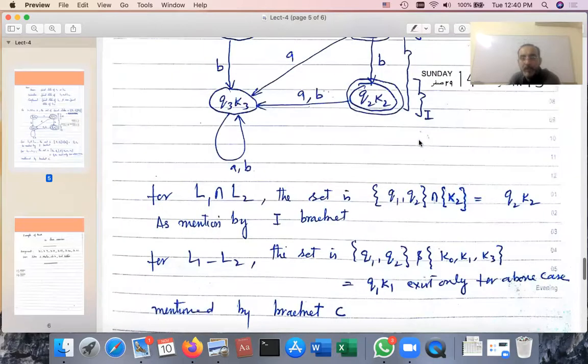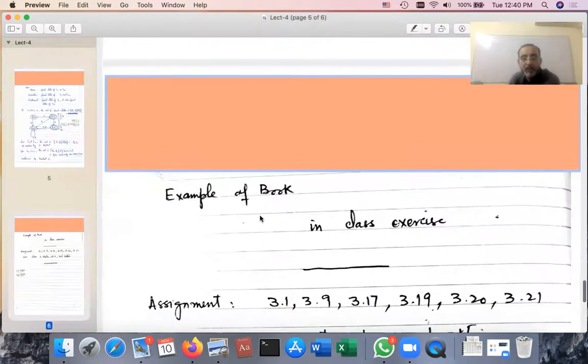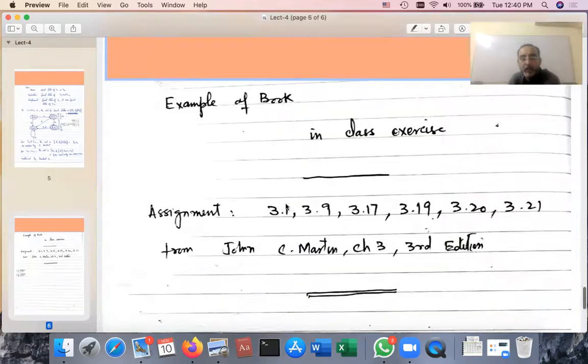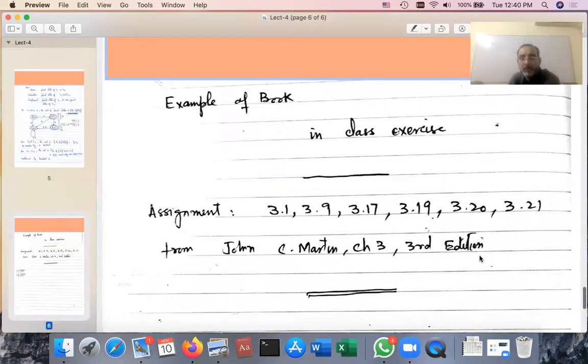Okay, this is the end. Now it is mentioned here that there is an example in the book on the same topic. The book is John C. Martin, Chapter 3, third edition. So you have to see that example from the book by yourself. It is already solved there. You have to read it and consider that example also.